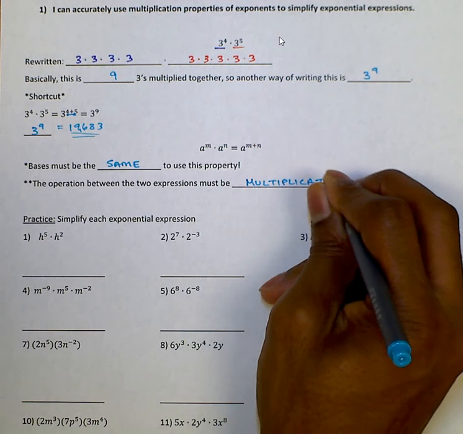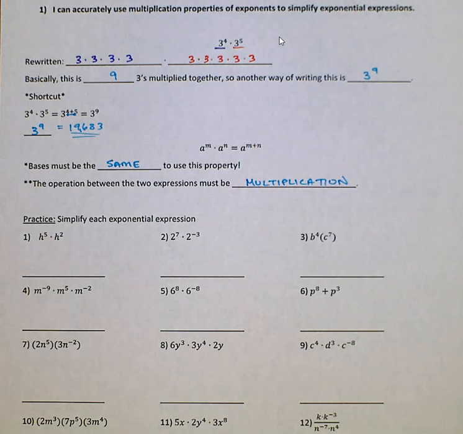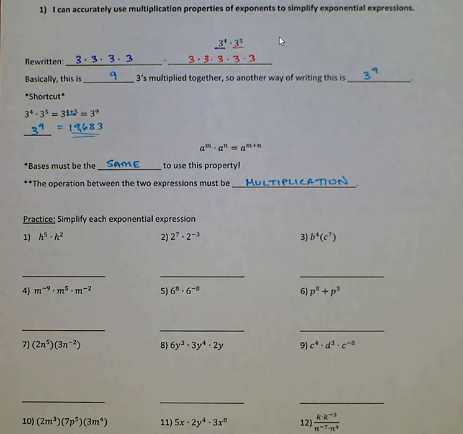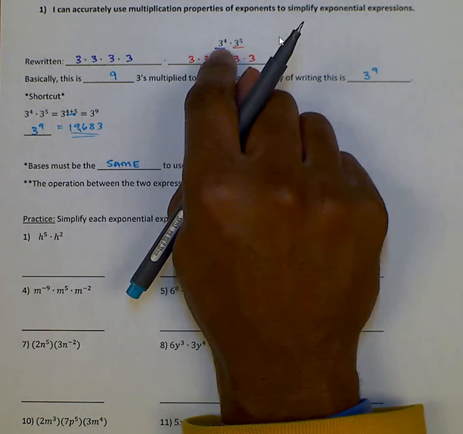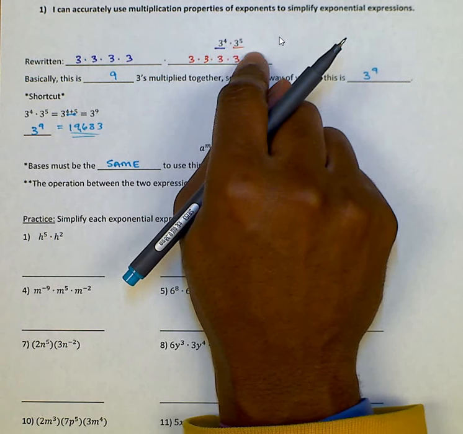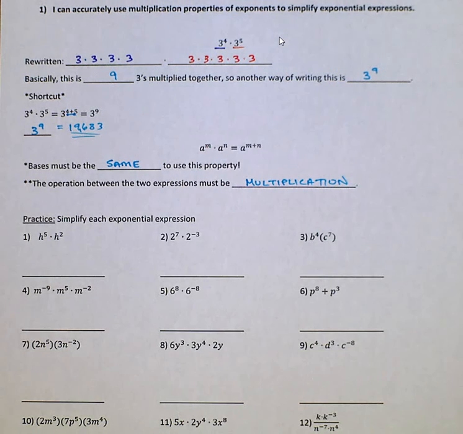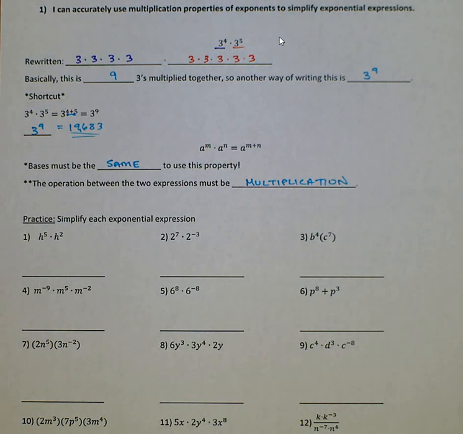Although we add the exponents as a shortcut to see what's happening, the operation between 3 to the 4th power and 3 to the 5th power was multiplication. So it can't be 3 to the 4th power plus 3 to the 5th power. It won't have the same effect. So let's look at a few of these problems.